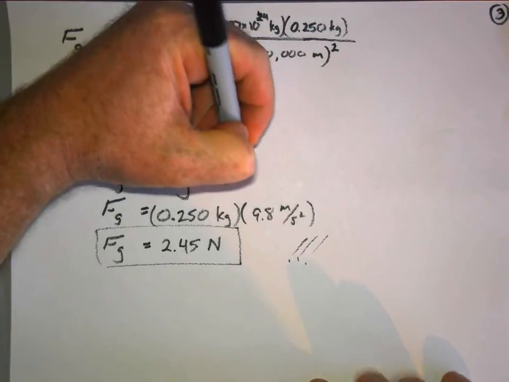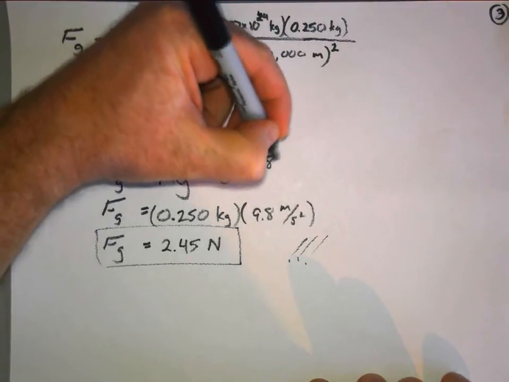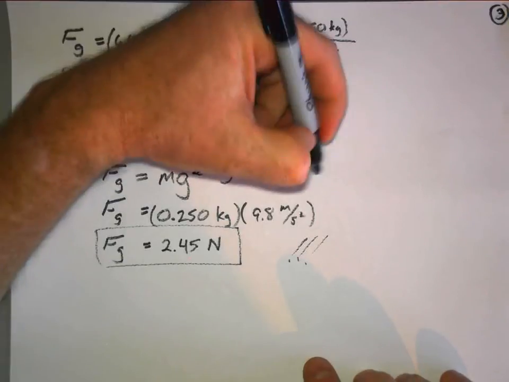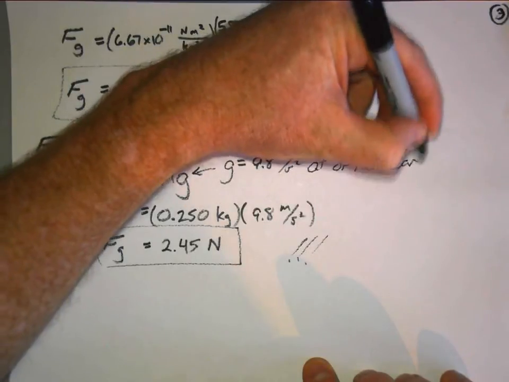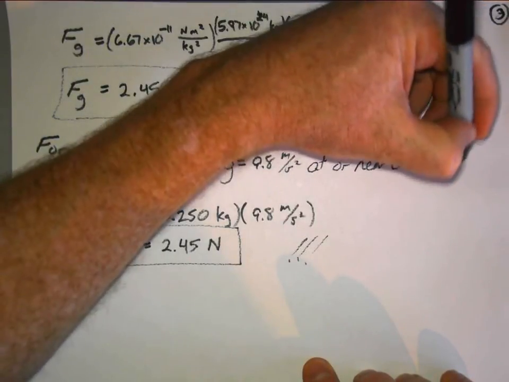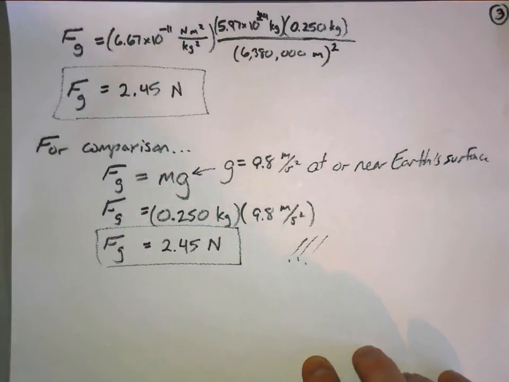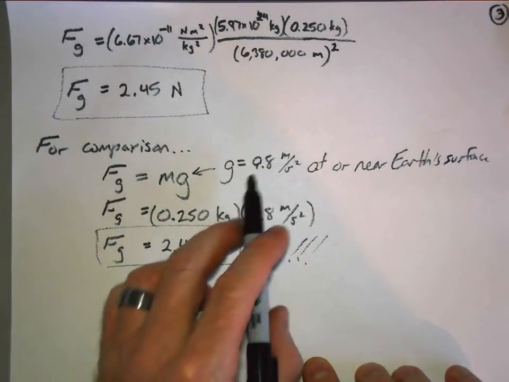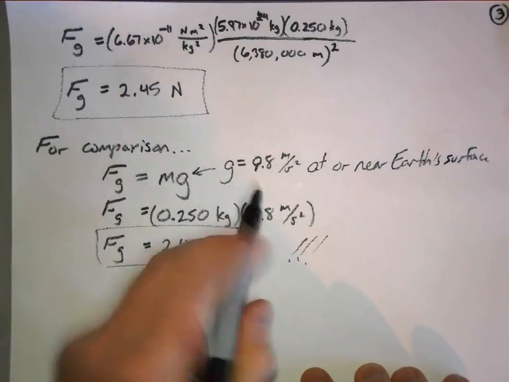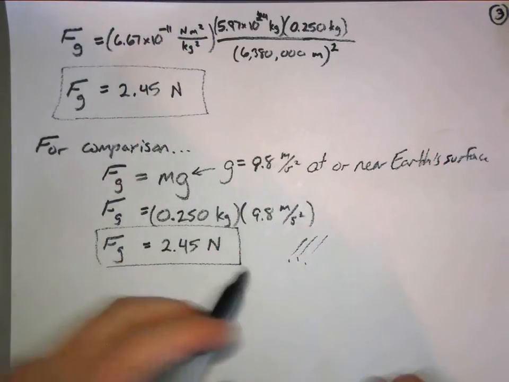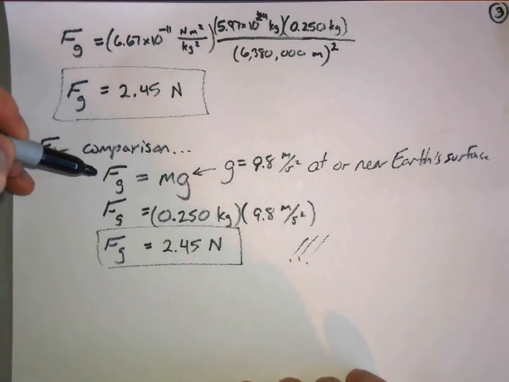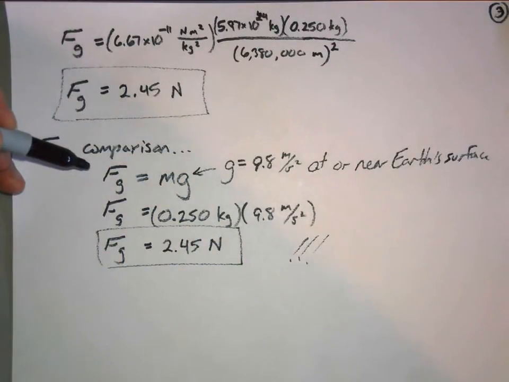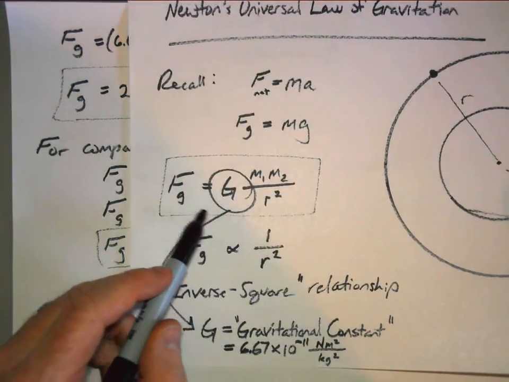G is 9.8 meters per second squared at or near Earth's surface. And if you go anywhere else, it changes values. If you go further away from the surface, if you go to a different planet, it's different. So this cannot be thought of as a universal type of equation. You can't use this everywhere. It's limited. But this one, you get to use this anywhere you want.